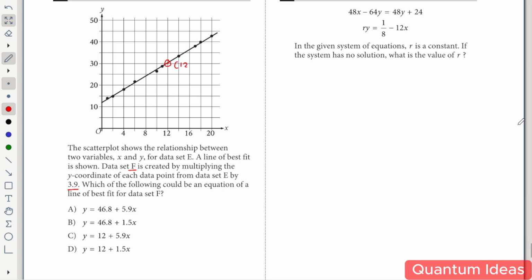This is 12 comma 30, but this is data set E, and we have to convert it into data set F. Simply multiply its y value by 3.9, so this will be 12 comma 117. Similarly, let me find another point. Let's say this point.